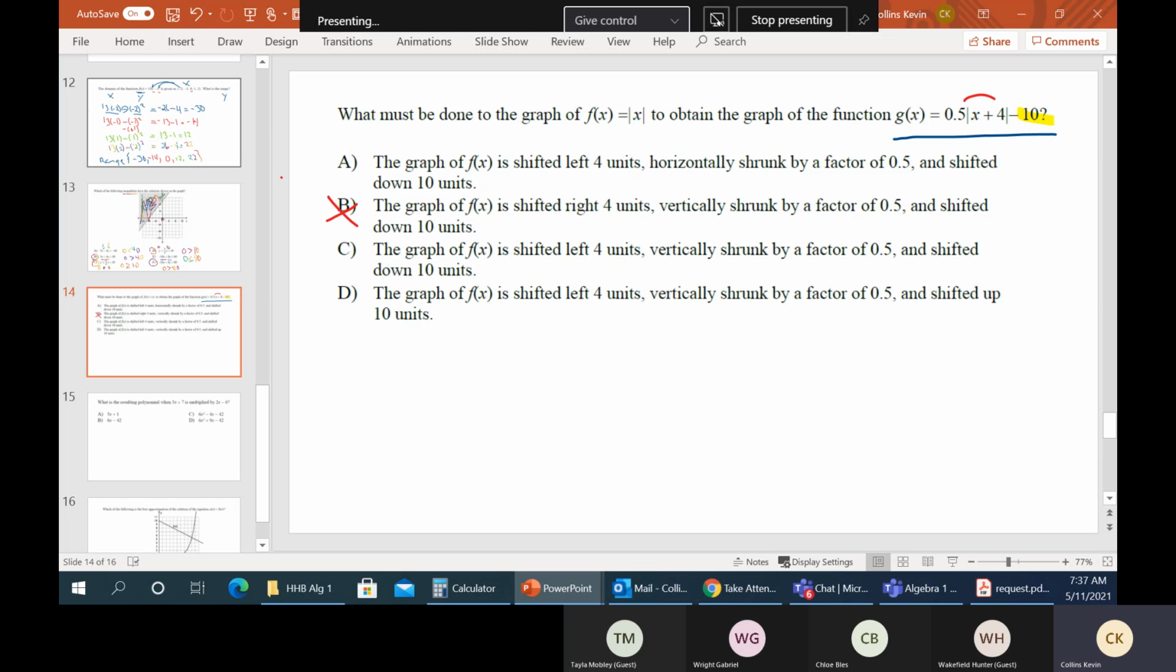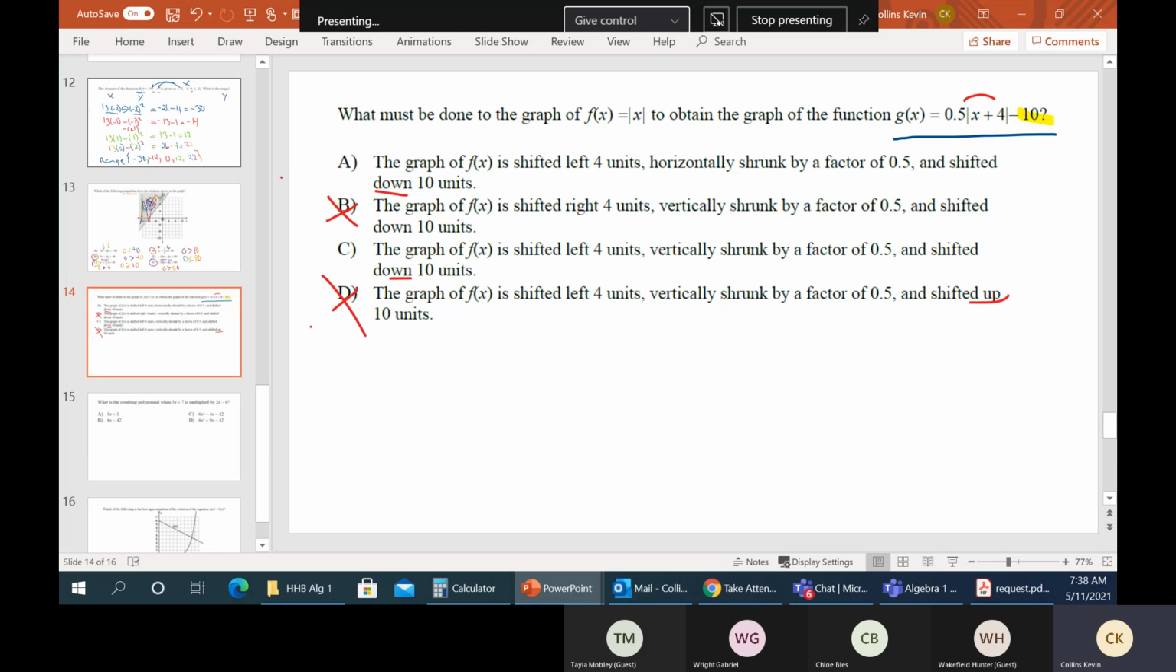Yeah, going to move us down, right? So we're going to go down 10 units. So shifted down 10 units. So this one's still in, right? Shifted down 10 units. This guy's still in, right? And this one's shifted up 10 units. So this guy's out. All right, so we got rid of 2 of them.